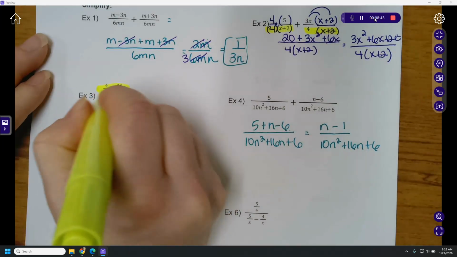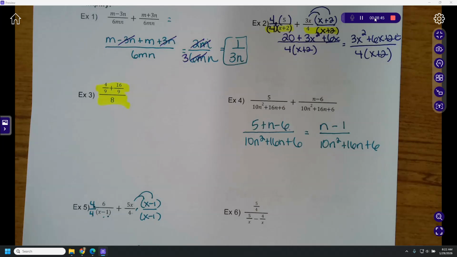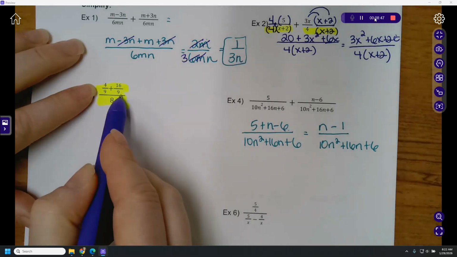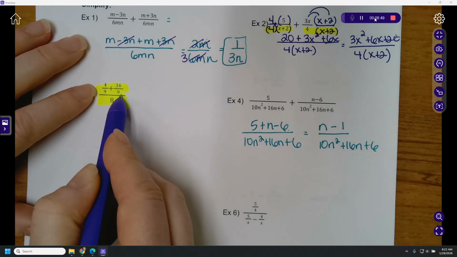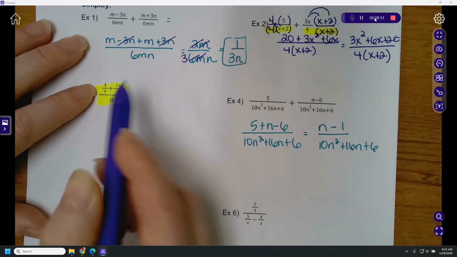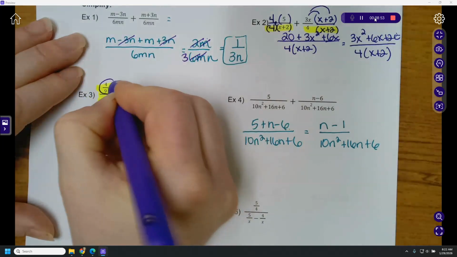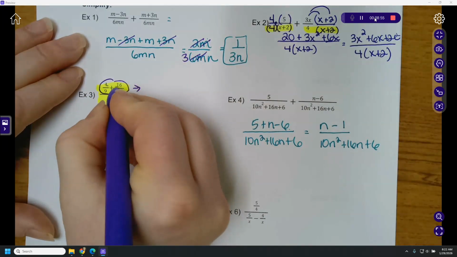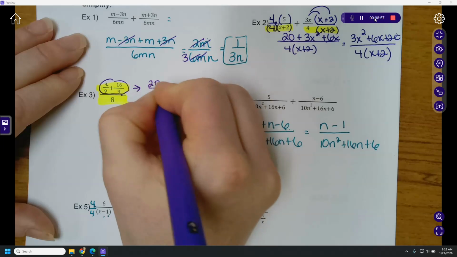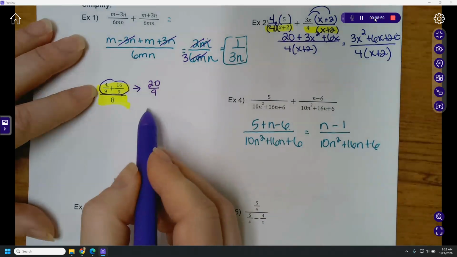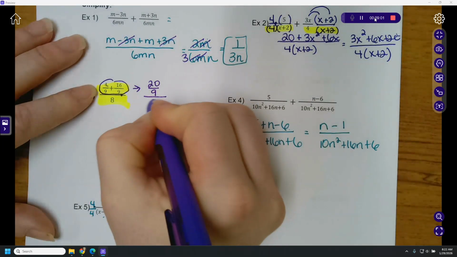Okay. I take a look at that and I notice this top has something I can simplify. Do you see how the denominators are already the same? So let's just simplify the top. What's 4 plus 16? It's 20 over 9. Okay, so that's the top, and then over 8.